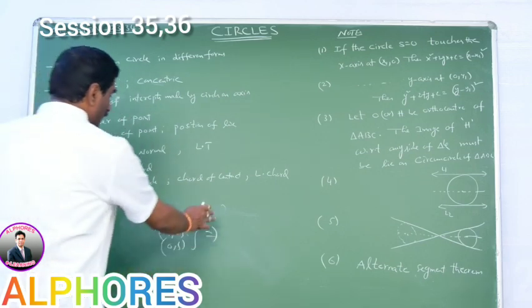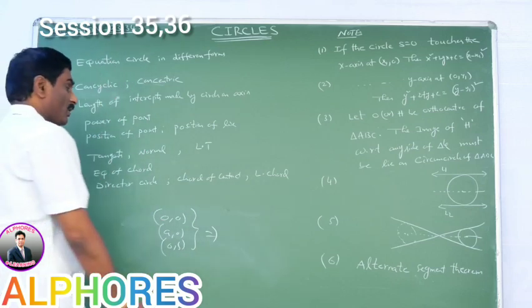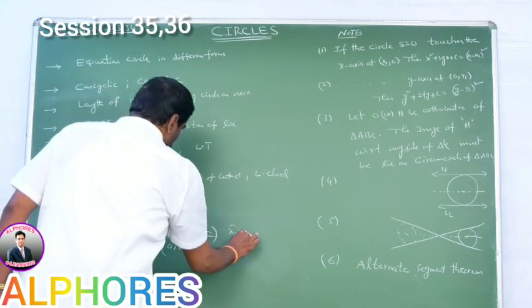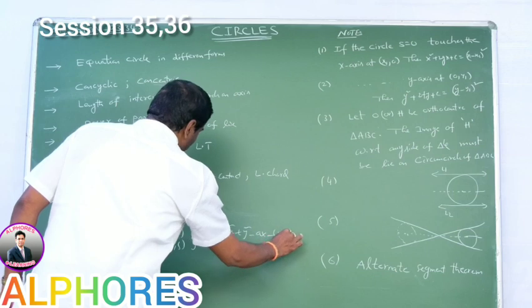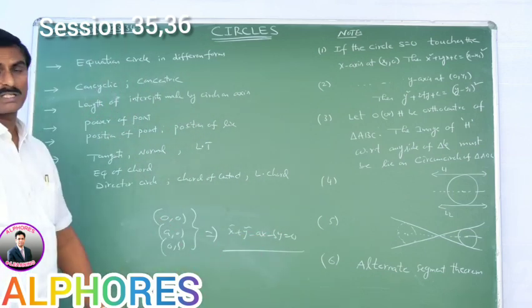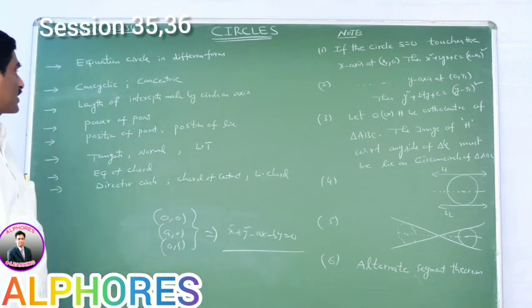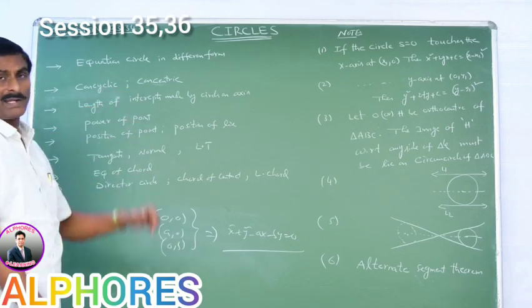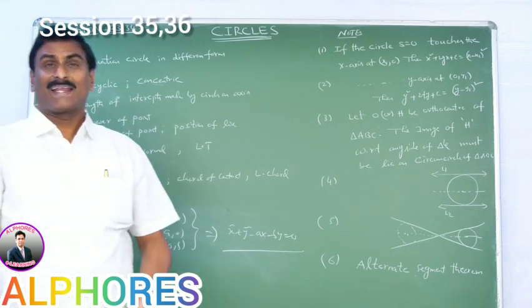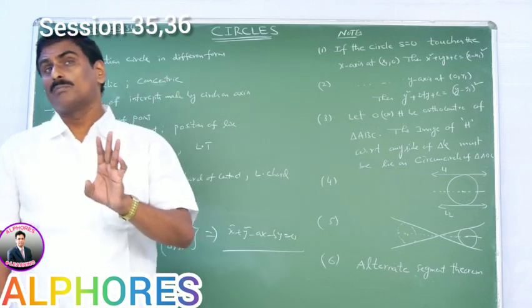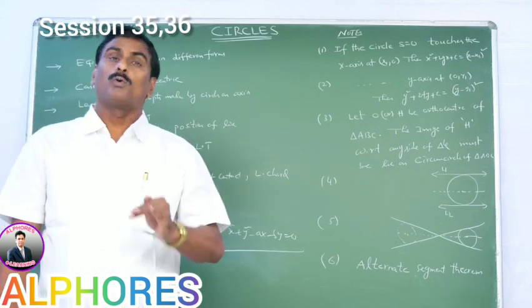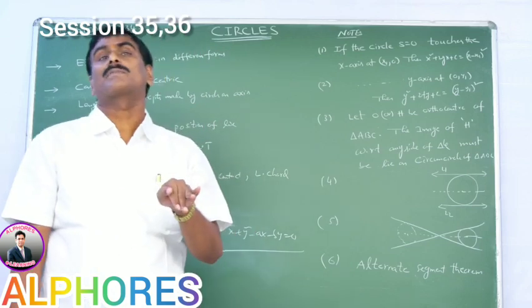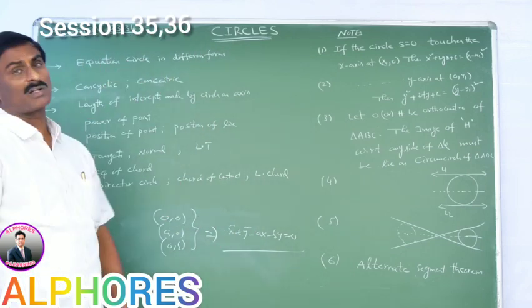The equation of the circle passing through (0, 0), (a, 0) and (0, b) is x² + y² - ax - by = 0. Okay. Next, concyclic points. For getting concyclic, required points are 4 or more. If 4 or more points lie on the same circle, then those points are said to be concyclic.